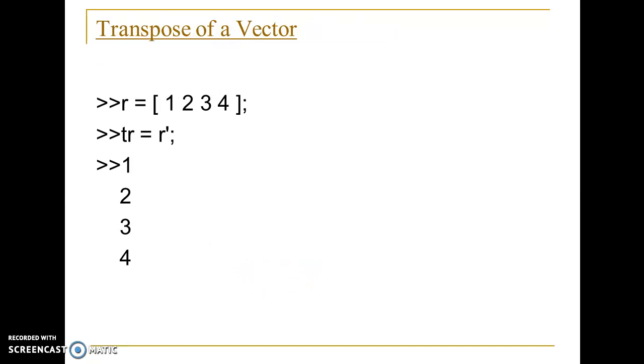Next, transpose of a vector. Transpose means that the rows are changed to the columns and vice versa. Now consider the example. R is equal to 1, 2, 3, 4, a row vector. If I write TR is equal to R transpose, so here this operator is used for transpose, then the resultant is 1, 2, 3, 4, a column vector. That means rows are changed into the columns.